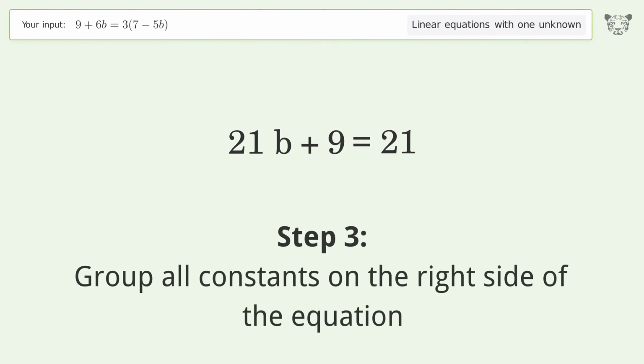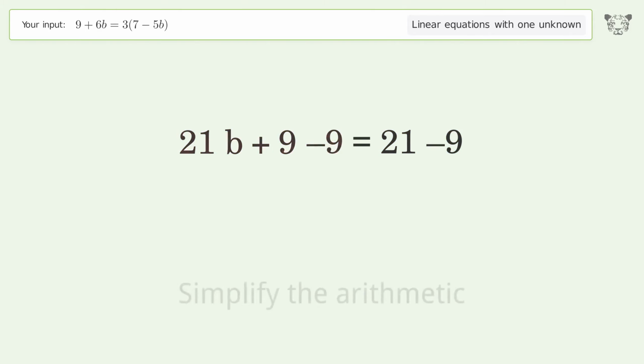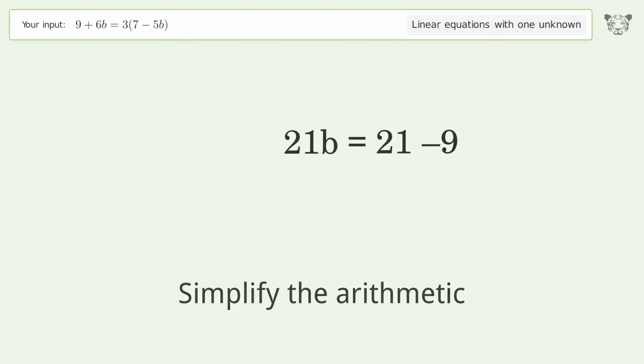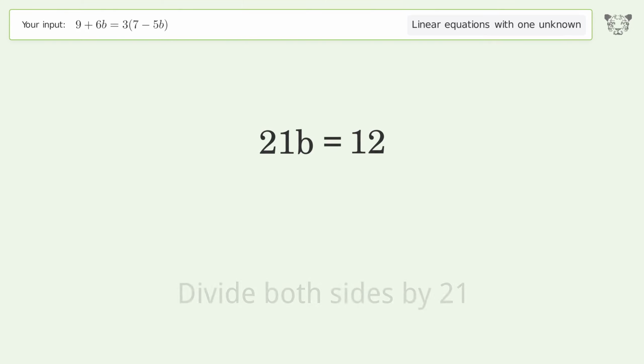Group all constants on the right side of the equation. Subtract 9 from both sides. Simplify the arithmetic. Isolate the b. Divide both sides by 21.